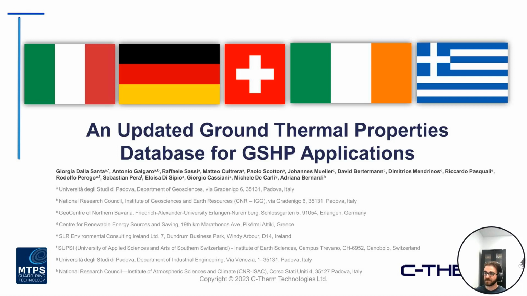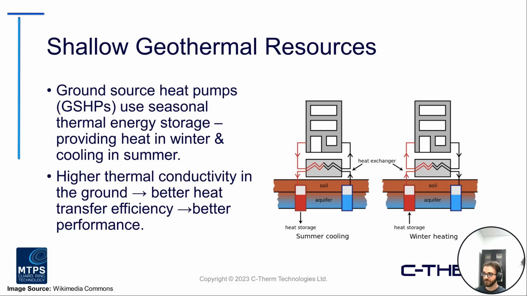And this next example is still done using the MTPS, but this was a paper called Updated Ground Thermal Properties Database for GSHP applications. This was from a 2020 study, and there were many different groups involved in this. You can see the different countries involved: Italy, Germany, Greece, Ireland, and Switzerland. So a lot of different contributing authors, all working on these types of measurements. And part of the thermal conductivity data that was collected in this paper was done using the MTPS.